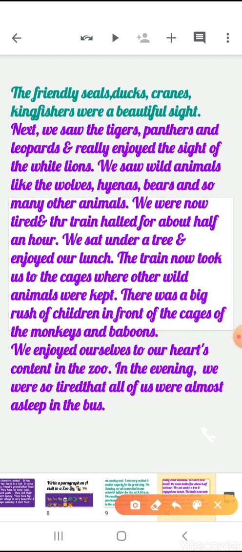We sat under a tree and enjoyed our lunch. Then the train took us to the cages where other wild animals were kept. There was a big rush of children in front of the cages of the monkeys and the baboons. We enjoyed ourselves to our heart's content in the zoo. In the evening, we were so tired that all of us were almost asleep in the bus. Okay?